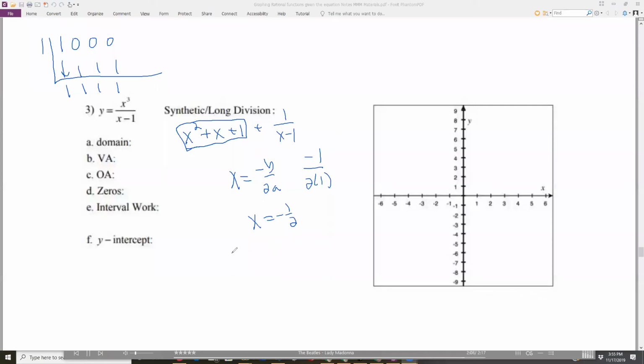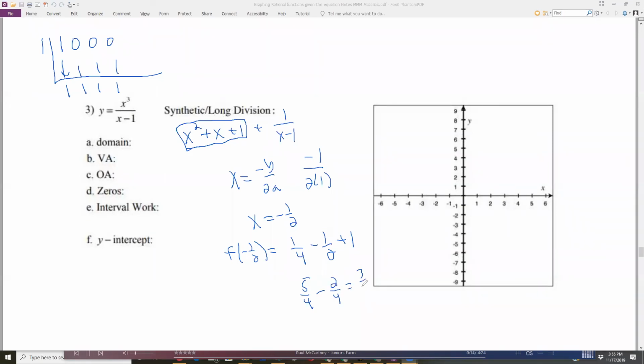Now let's drop that in to find y. We're going to find f of -1/2. So that's going to be 1/4, minus 1/2, plus 1. Well, isn't this going to be 5/4? 1 is 4/4 plus another quarter is 5/4, minus 2/4. Well, that is 3/4. So that means the vertex is at -1/2, positive 3/4. So right about there.